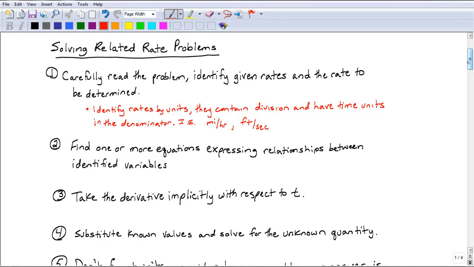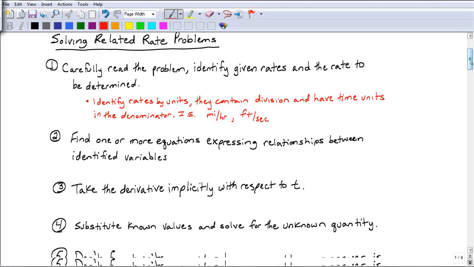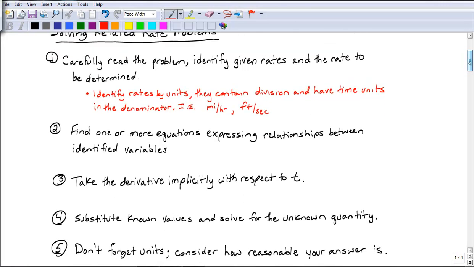When you look at the units of these numbers they give you, if the units are a fraction with time on the bottom, like meters per second, miles per hour, feet per second, those kinds of things have to do with derivatives or rates of change. So that's usually how you can identify them. Also, sometimes they use the word rate.